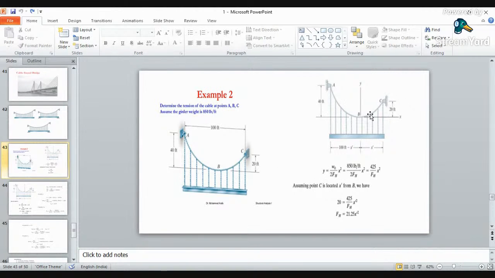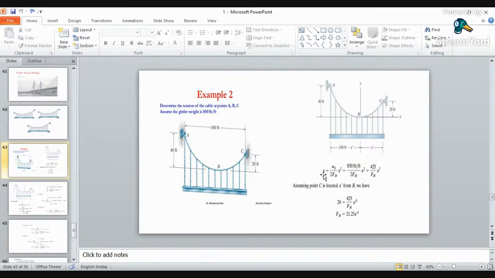We are given the total height of 40 feet and the height at point C is 20 feet. So from C to A it will be 20 feet. At the center I had assumed the horizontal length from B to C as X. My total length is 100, so from A to B the horizontal length will be 100 minus X, that is X dash. Just put this value in the formula.